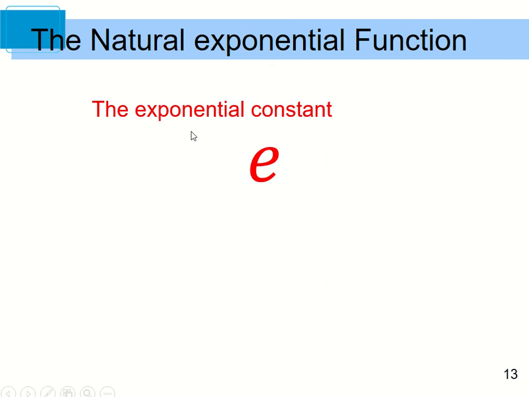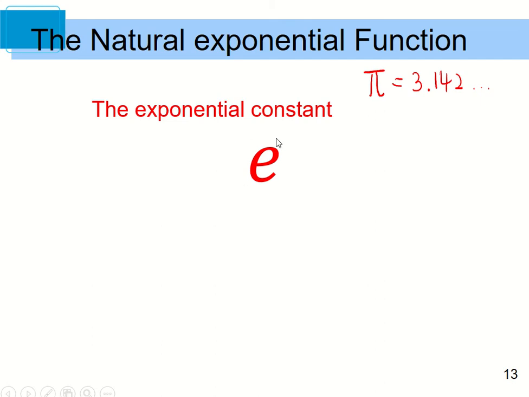Now next we are going to learn about the natural exponential function. First, this is called the exponential constant. There are many constants in mathematics. For example, this is another constant. What do we call this? We call this pi. And what is the value? It's 3.142 something. So pi is a mathematical constant.